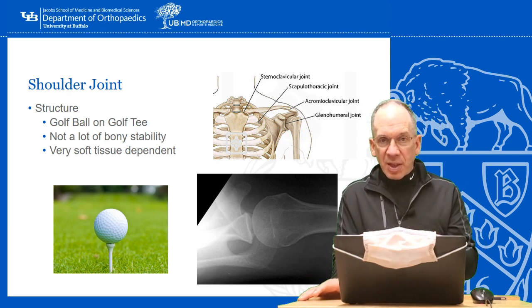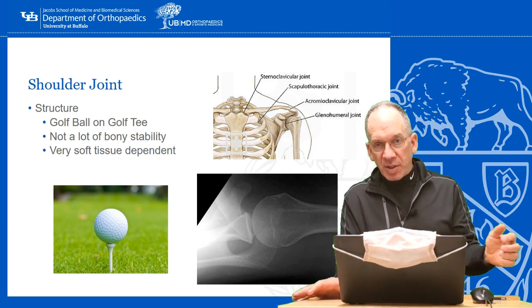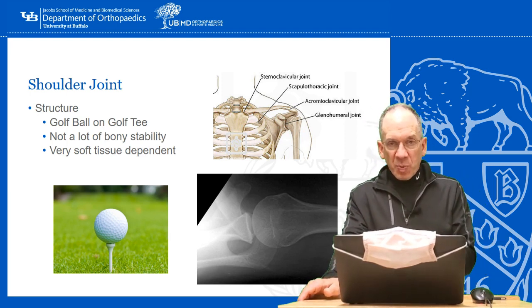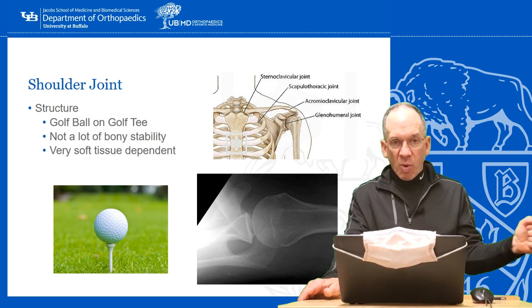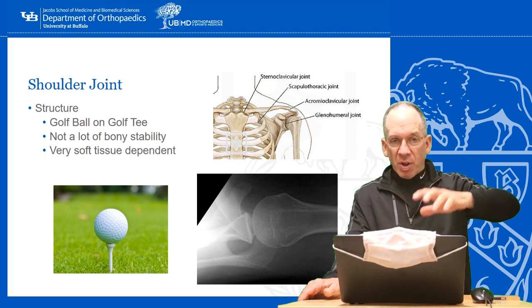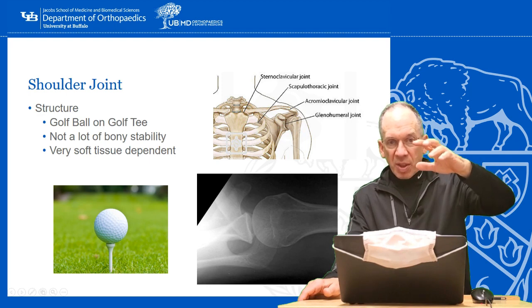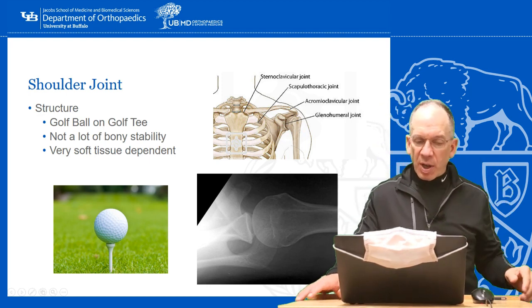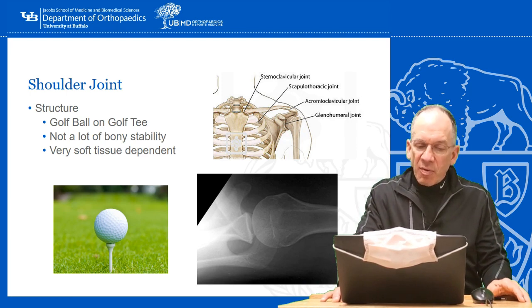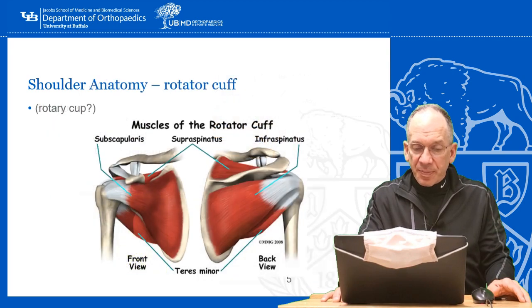The supraspinatus can help initiate elevation. Subscapularis gives you internal rotation. The infraspinatus and teres minor are more important for external rotation. The teres minor stabilizes your arm in external rotation and elevation. Like the hornblower sign, if you can't hold your arm like this, it means your teres minor is not working. So, in other words, the shoulder is very dependent on surrounding soft tissues for stability.